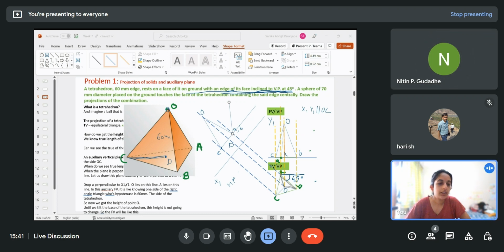Okay, ma'am. Yeah, you are correct. We could have done that also, but here we were trying to learn the auxiliary plane concept, so I showed you how you can do it with the auxiliary plane. In fact, instead of doing all this construction, you can simply rotate the top view so that this OC becomes parallel to the original XY, and then you can get the height.